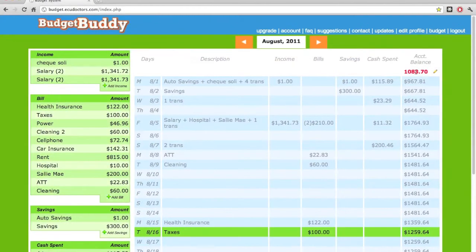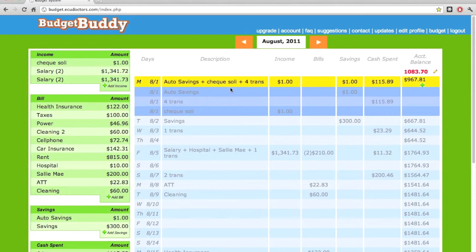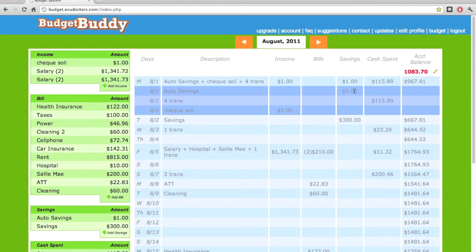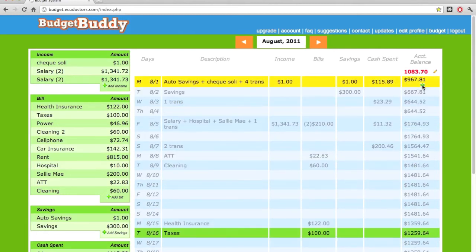I can see how much I begin the month with and how I spend my money, and I can go in here and expand what happened on the 1st of the month. See, automatically I got a $1 saving. I had 4 transactions happening that are kind of miscellaneous, and that's what they amounted to. I received a check for $1. It's just a game I was playing, so I can hide that now.